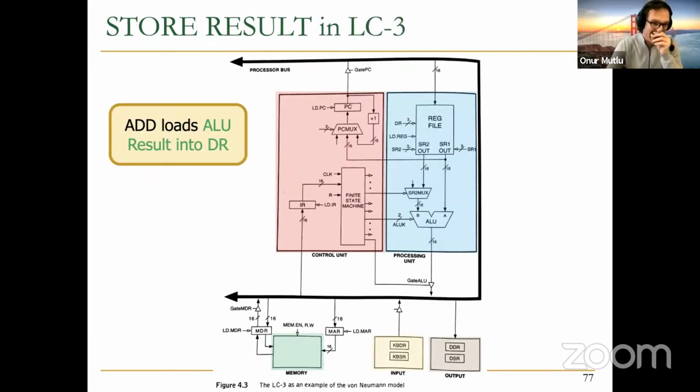Store result. So add, for example, loads the ALU result into DR. The ALU result was here. We gate it onto the bus and then place it into the register file. And we know what the destination register is because it's in the instruction register, right? So we orchestrate the control signal such that this happens in the store result phase at the right clock cycle.